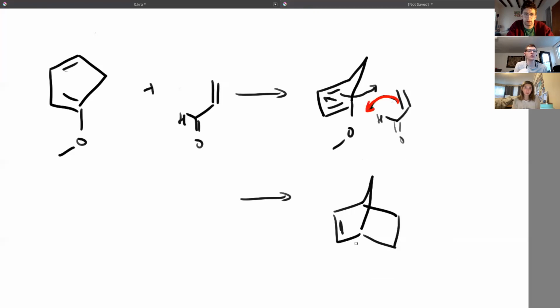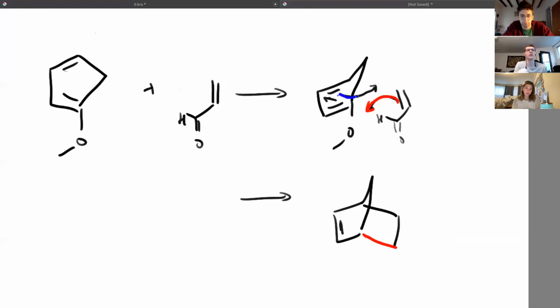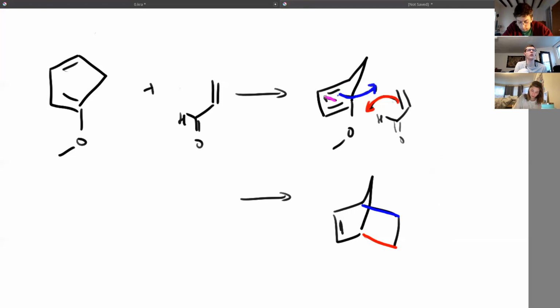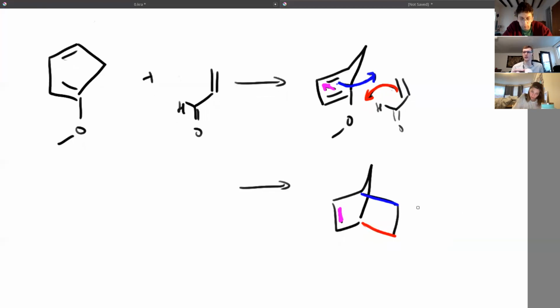So with arrows, or with colors rather, this is where the electrons are going. And I don't know, let's pick green. No, let's pick pink. Okay. So this is where these electrons all wind up. All right.